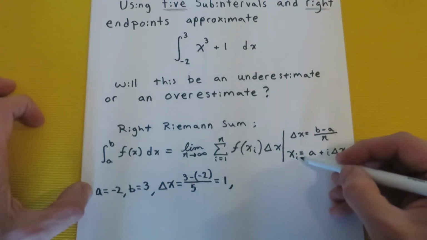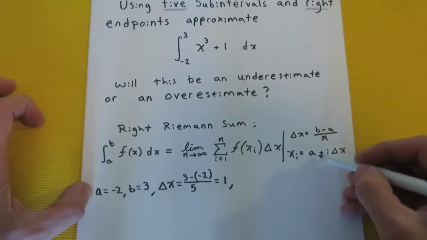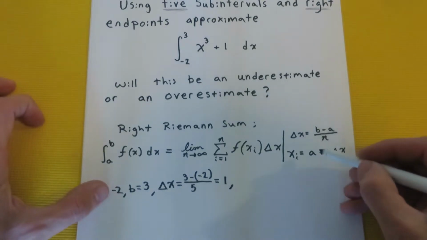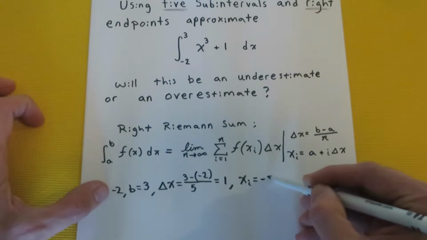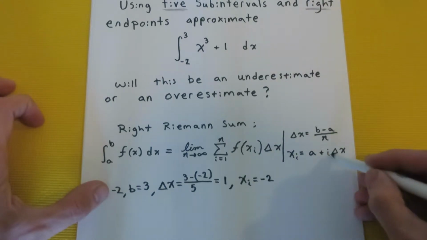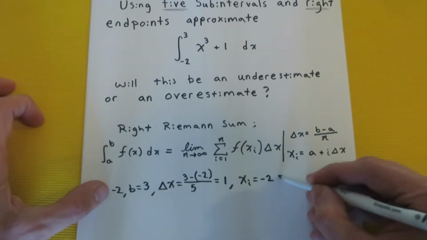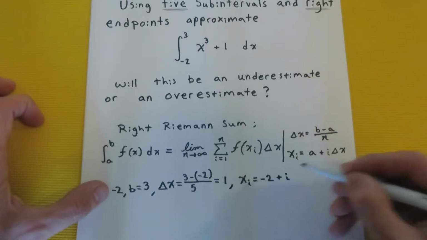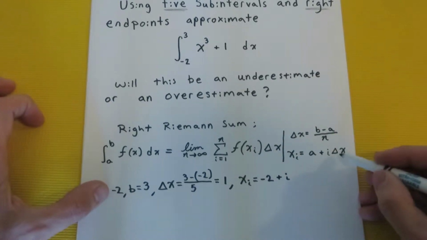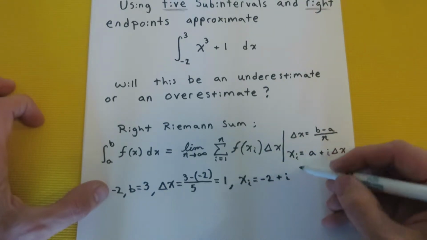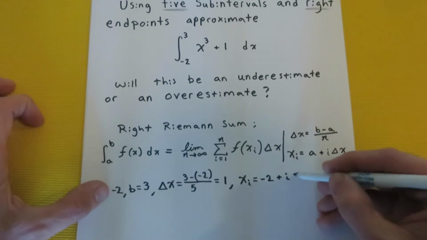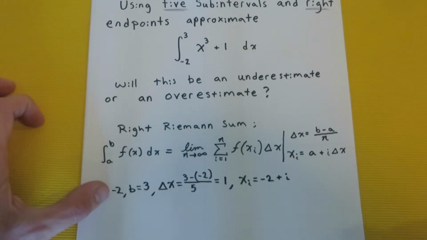Now, what is our x sub I going to equal? Well, that's going to equal a, which is our -2, plus I, multiplied by our change in x. Well, we already know that our change in x, or our delta x, is just 1. So I could multiply this by 1, but I think you understand that that would just equal I.